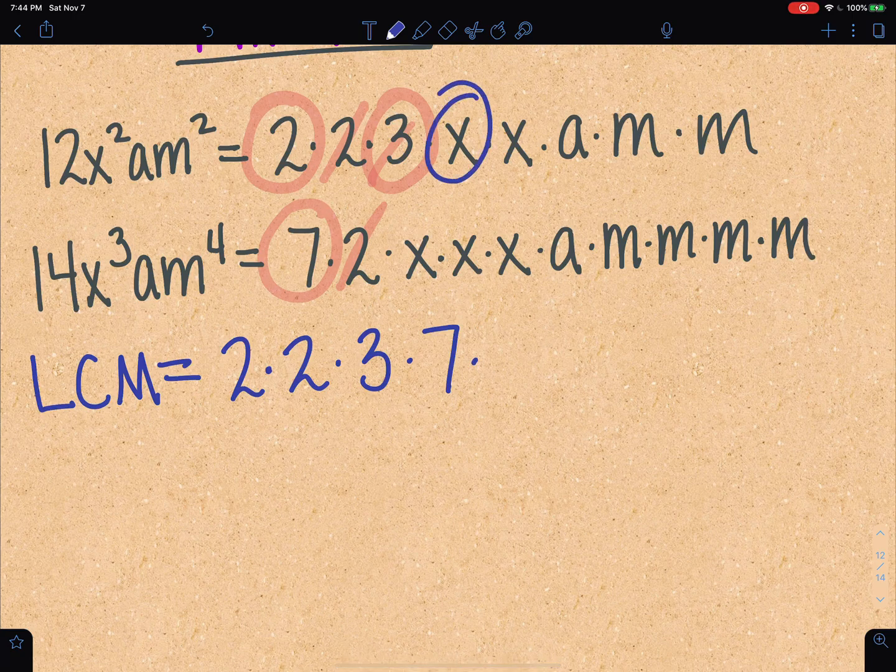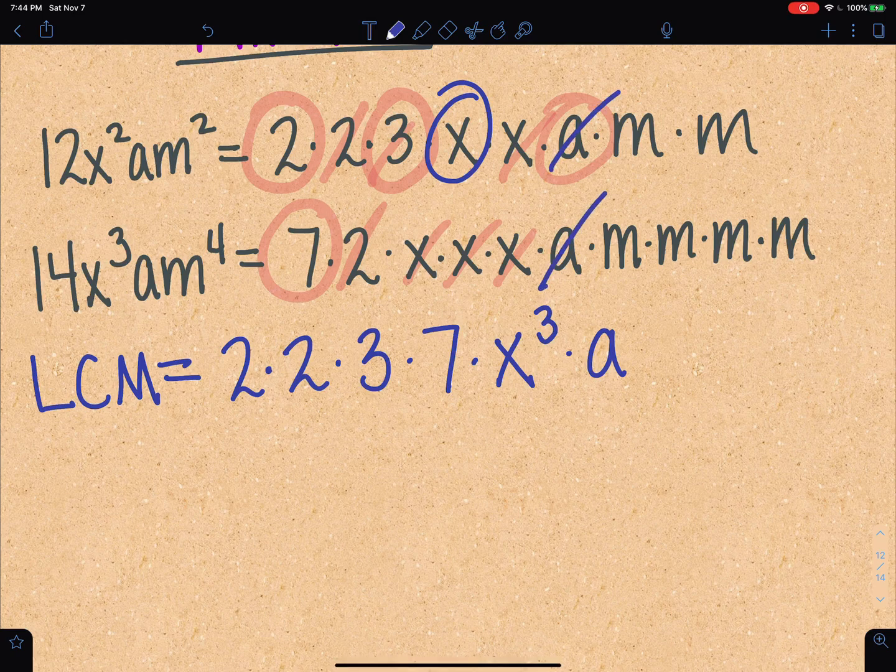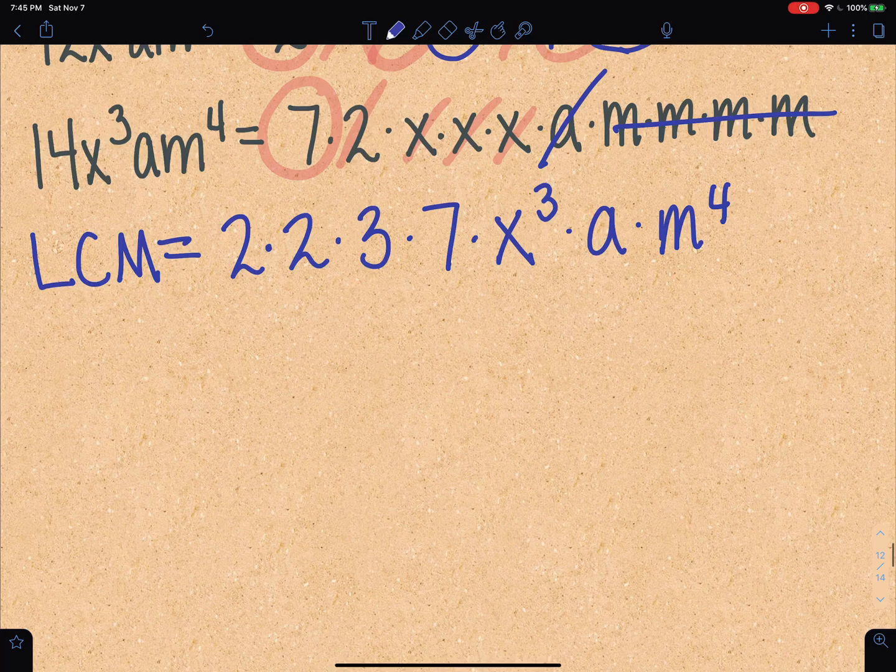Now I'm going to grab an x. If I scan through, there's 2 x's here and 3 here. So I'm just going to skip a step and write x cubed because I need it 3 times. And then I took care of all my x's. What about the a? There's only one a. So I'm going to write an a. What about the m? There's 2 m's on top, but there's 4 on the bottom. So I'm going to write m to the 4th. And then I took care of all of my m's. I make sure everything is crossed off my list. And now I can multiply this out.